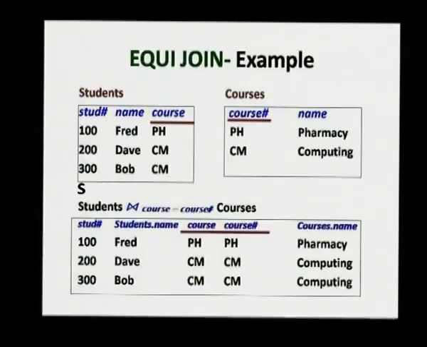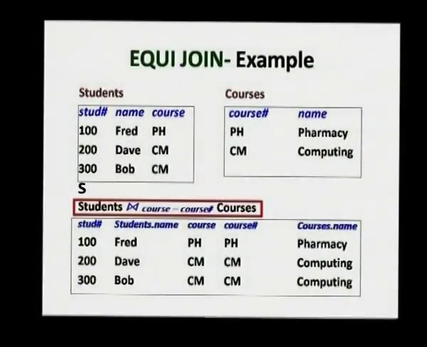So, what you will do is you will take this and this, and then you will take this along with these two. So, what you do here is course is equal to course number. So, if this course and this course are equal alone, it will come here. These two courses are equal, these two courses are equal, and these two courses are equal. So, this is an equijoin.